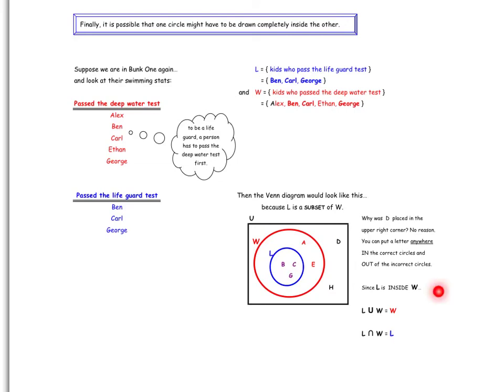Since L is inside W, the union of L and W, if you take all of L and all of W, all you get is W. If you take L intersect W, which is everything that's in L and in W at the same time, you get L.